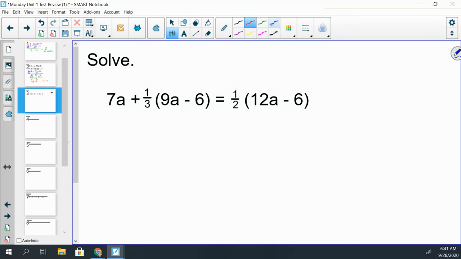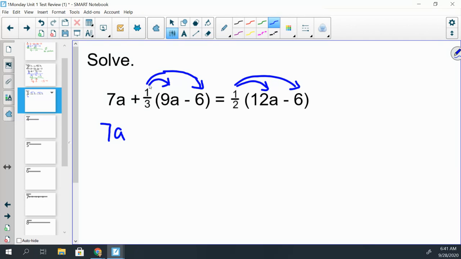Oh, I see some more parentheses, and I see those ugly fractions. Actually, these aren't too ugly. 1/3 of something isn't bad, okay? And 1/2 of something isn't bad. And if you need to, plug it into Desmos. That's why it's there. 7a is not something that we need to worry about, okay?